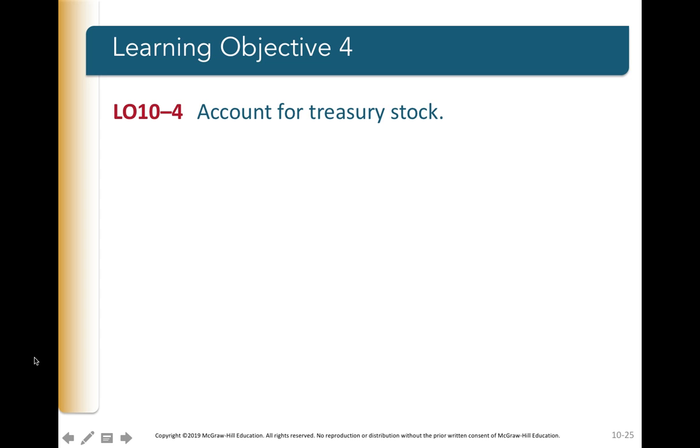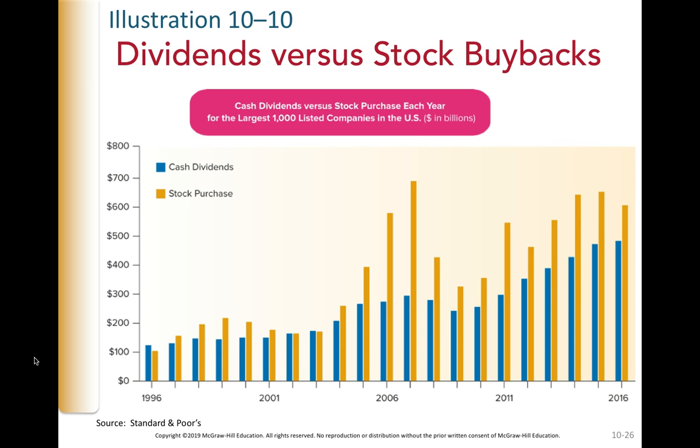Let's look at accounting for treasury stock. This chart shows you dividends versus stock buybacks for the largest 1,000 listed companies in the U.S. This is from 1996 to 2016. As you can see, in the majority of years, stock purchases are greater than or equal to cash dividends.